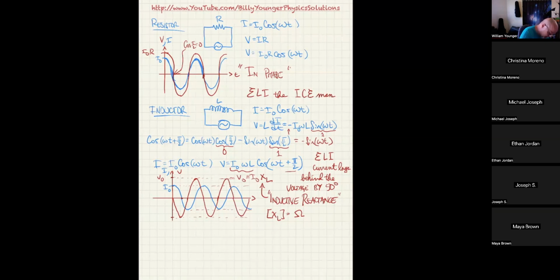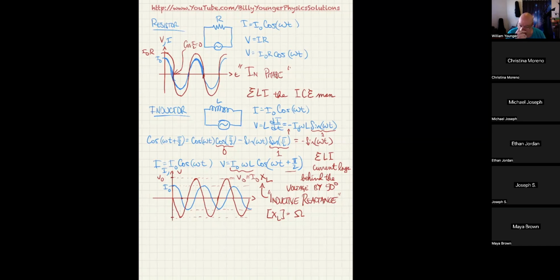You can see, in fact, that this plus pi over 2 means the voltage is actually ahead. So the voltage is actually jumping to where that red dot is that I just accidentally erased. It's jumping to that part of the current curve, if you will. So it's literally ahead by a quarter cycle. And that's what this plus pi over 2 means.